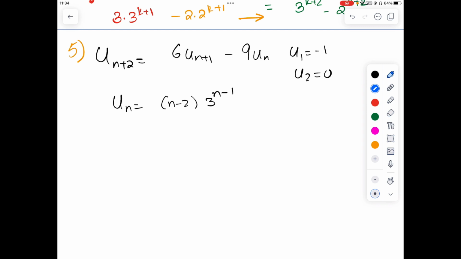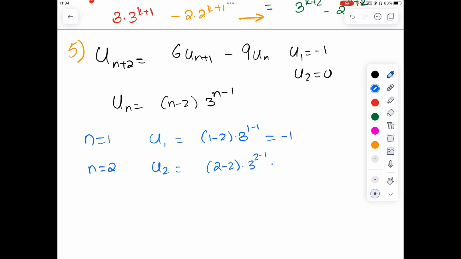Substitute n equals 1. N equals 1, so u_1 equals, what does it become? (1 minus 2) times 3^(1 minus 1), which is negative 1. It is correct. Now n equals 2, it becomes u_2 equals (2 minus 2) times 3^(2 minus 1), which is 0. That is also correct. Now n equals 3. u_3 equals (3 minus 2) times 3^(3 minus 1), which is nothing but what?